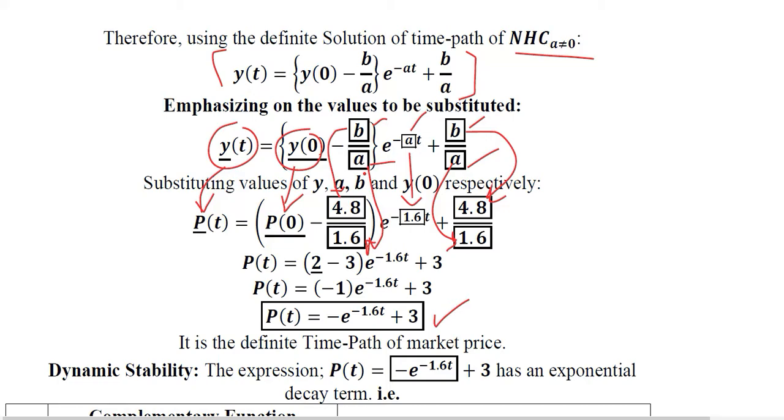Now we can interpret this, as you know that the part with the exponential term is the complementary part, and the other part is the equilibrium part. Overall, it is a definite time path because there is no arbitrary constant in it.